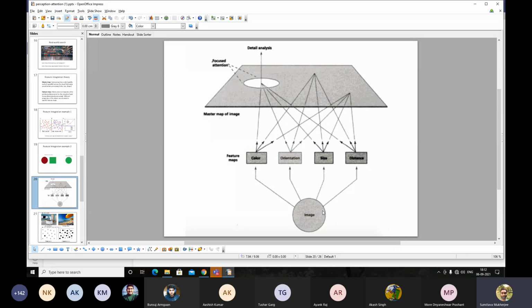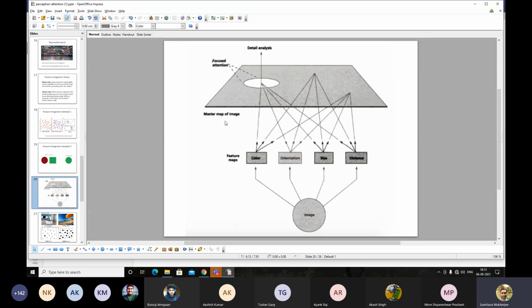Mathematically, this looks like this. So here you have an image. First, this image gets factored into multiple feature maps. So color information, orientation, distance, size. These are different properties of this image based on 4 different feature maps. And each of these feature maps first get created, which are called feature maps. And then you have a master map of an image.